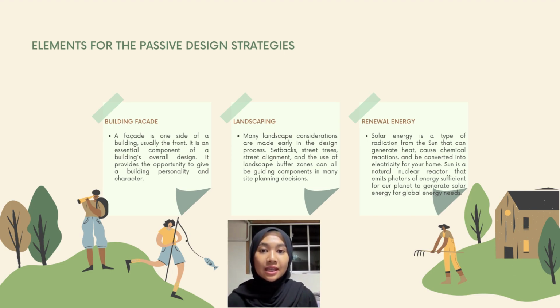Solar energy is a type of radiation from the sun that can generate heat, cause chemical reactions, and be converted into electricity for your home or business. The sun is a natural nuclear reactor that emits photons of energy sufficient for our planet to generate solar energy for global energy needs. A solar panel, also known as a solar module, is made up of a layer of silicon cells, a metal frame, glass casing units, and wiring to transfer electricity from the silicon.